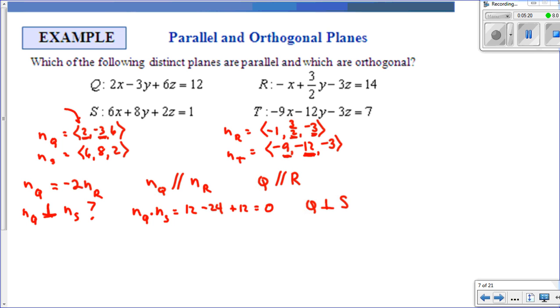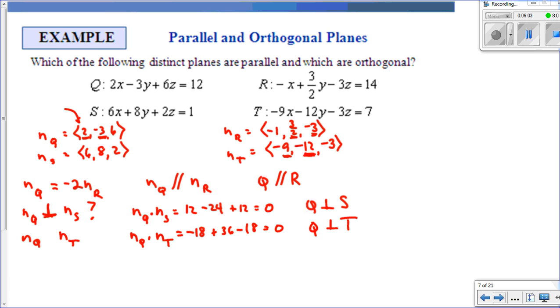Well, now let's check NQ and NT. Finding the dot product, we would have negative 18 plus 36 minus 18 is equal to 0. So that means Q is orthogonal to T as well. So Q and R are parallel. S and T are both orthogonal to Q. Well, if S and T are both orthogonal to Q, then that would mean that S and T are parallel to each other. So let's see, one of them should be a multiple of the other one.